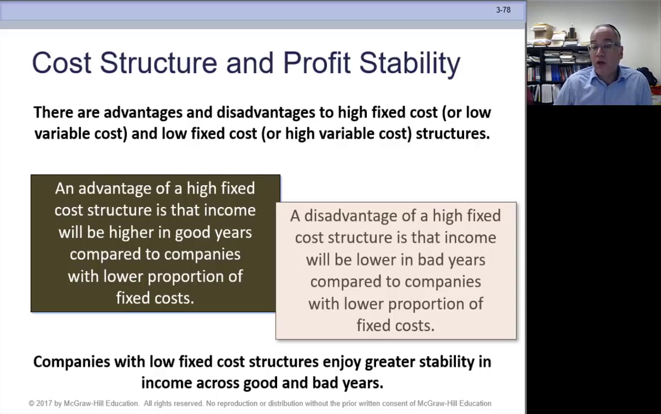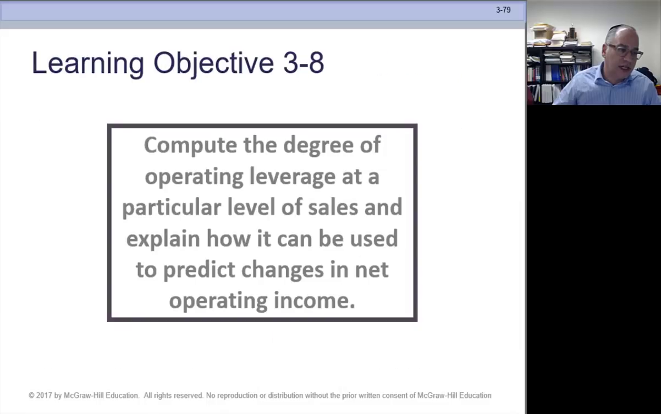So companies with low fixed cost structures have a great deal of stability because their expenses move with their sales. And they make a lot of contribution margin. So for companies in that situation, they're going to have a lot of stability in terms of their profits, because they don't have to worry about covering a high amount of fixed costs. So let's look at some examples of how this works and talk about operating leverage.